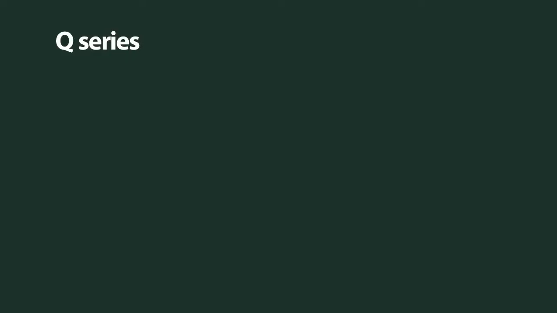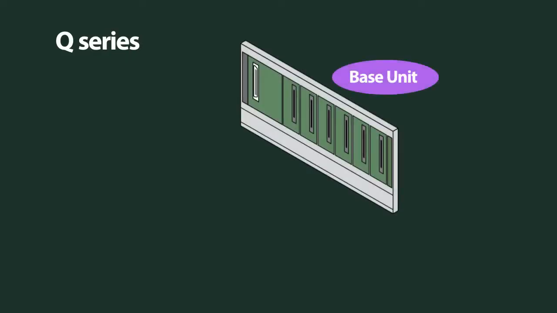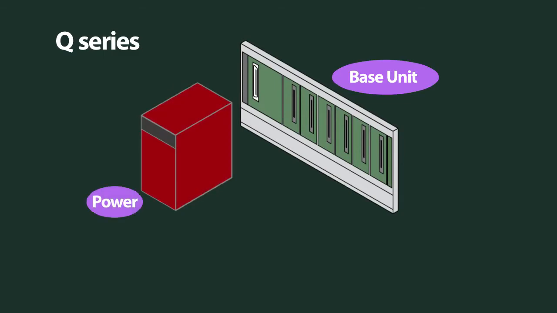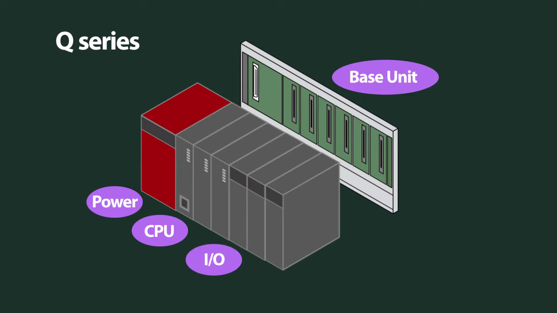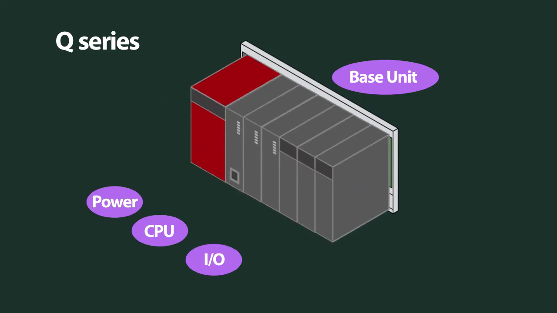On the other hand, the Q series modules are all independent. You connect CPU, power, and I/O to the base, the so-called base unit. You can customize the configuration according to your requirements.